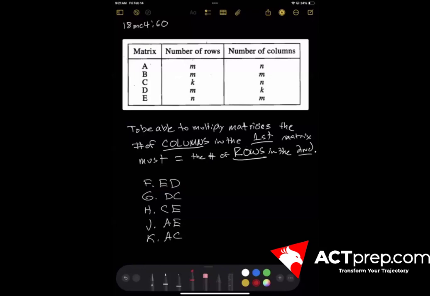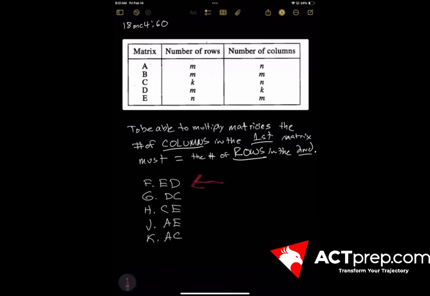So we'll go through each of these and we're just going to check if the number of columns in the first matrix is equal to the number of rows in the second. So for answer F, we're multiplying E times D. So the number of columns in E is M, and the number of rows in D is M. So this one is possible, which means it's not our answer because we're trying to find the one that we cannot multiply.